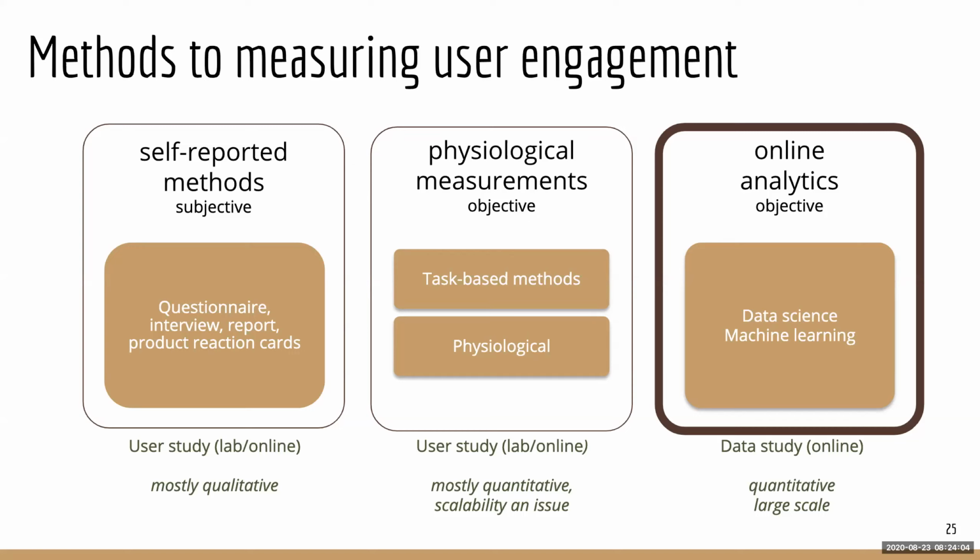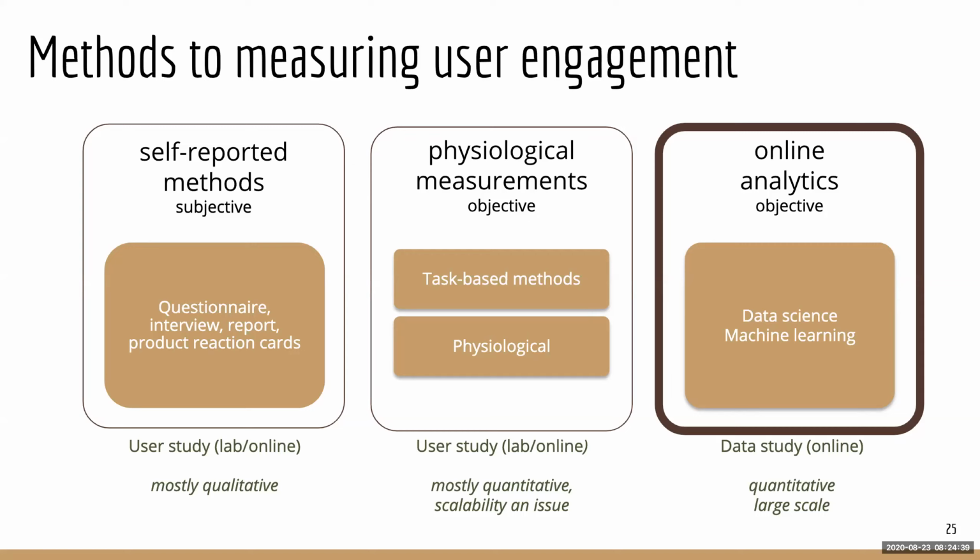There's also the whole area of physiological approaches, for example eye tracking, muscle spasm, trying to understand brain waves, but also mouse movement, which is a bit more large scale. I will talk a little bit about mouse movement as a signal that often helps in understanding user engagement. Physiological measurements are more objective because they come from observing users or participants, and less about what they're saying about their experience. And then there's online analytics, which is where the data science and machine learning come in. This is very quantitative and large scale.